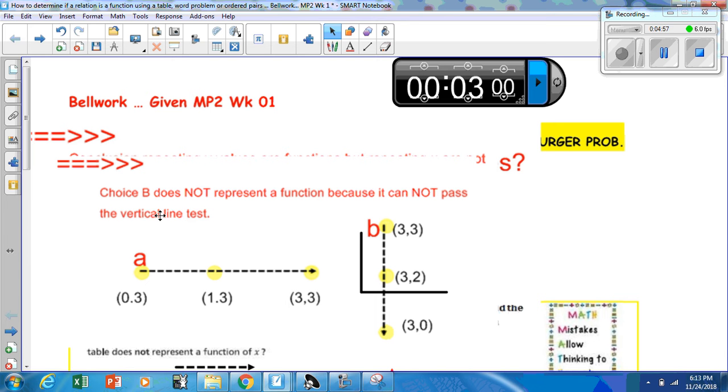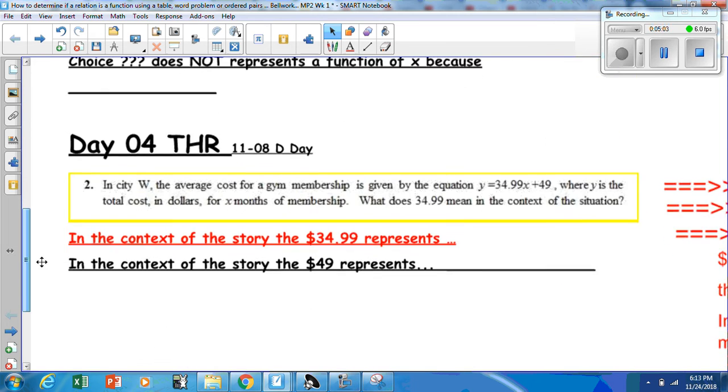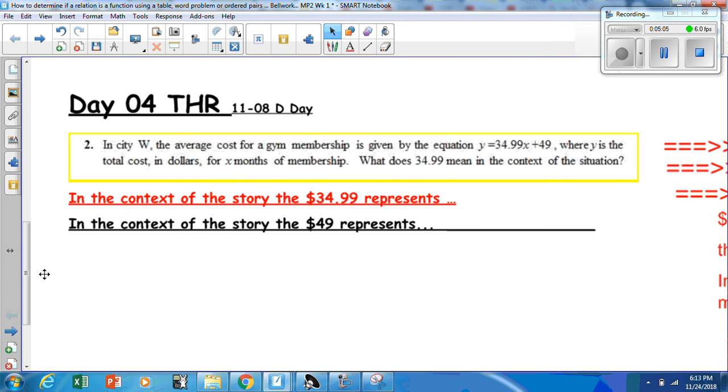Try to make these questions simple. Try to make them easy. All right, let's take a look at the next question that occurred on day 4, Thursday. Read it to yourself as I read it aloud.